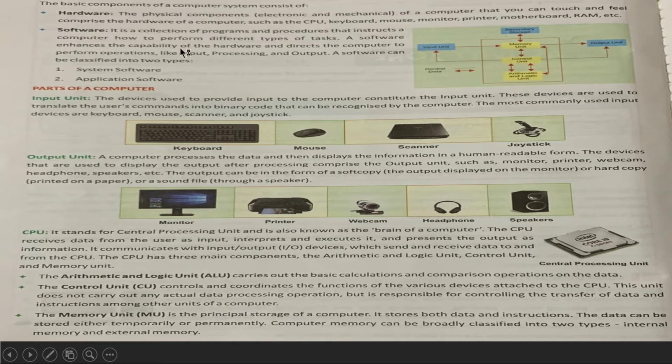Now, software is a collection of programs and procedures that instructs a computer how to perform different types of tasks. Okay, there are different types of software. One is called system software, another is called application software. System software, like the operating system, is the basic system software that is used. Without that, no computer system can be operated. And application software, you can see there are many application softwares available.